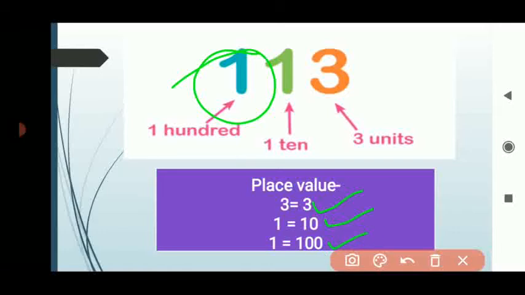So here we can see 3 zeros. We can remember that no 0 in the ones place, 1 zero in the tens place, and 2 zeros are there in the hundreds place. So the place value of 3 is 3. The place value of the first 1 is 10. And the place value of this 1 is 100.